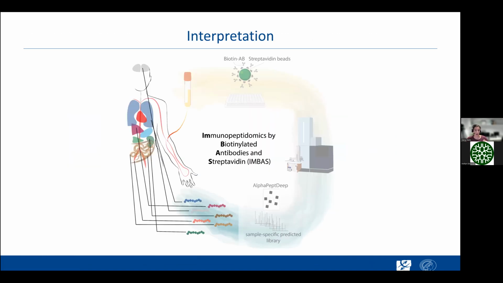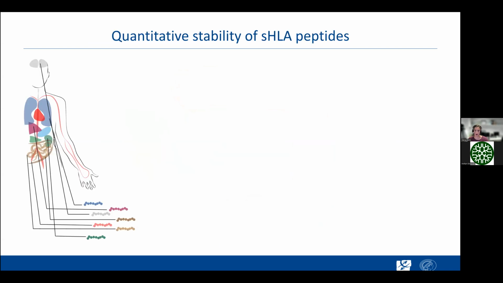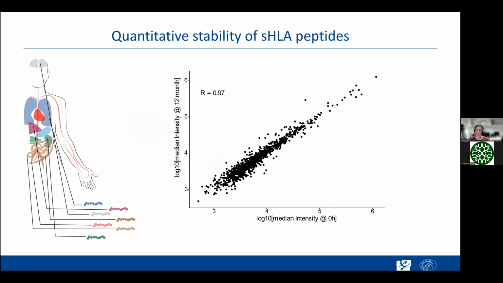And if we now come back to the humans where we had this sample from, it's really interesting to look into how these peptides behave over time, but also what we can actually start comparing between people. So if we look into a single person over the course of a year, we see a very strong correlation in terms of quantitative stability. This is one donor at the start of the year and at the end of the year, and what we see in terms of the presented immunopeptides is quantitatively very reproducible.